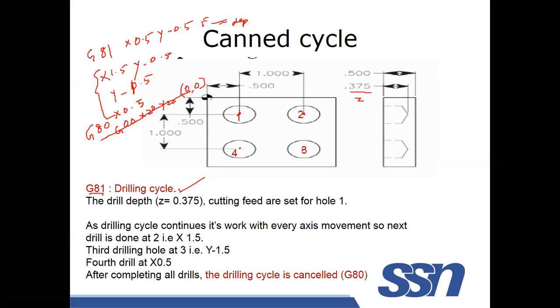Some syntax may be there. Either you have to go for this or any other rapid movement you can give, or the G80 cancel cycle you can give, so that this cycle can be cancelled. So this is the advantage. Every time you do not have to give feed, speed, etc. So this is the drilling cycle.